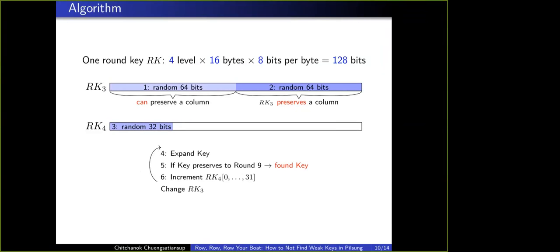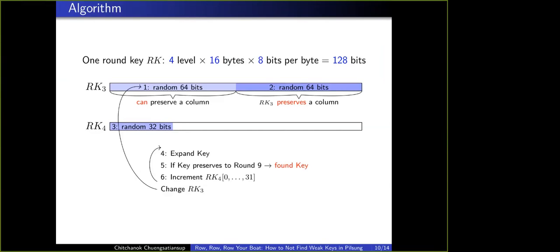round key 3. If we decide to change, we go back to step 1: we reselect the first 64 bits at random, and we check whether it can preserve a column. If yes, then we continue to select the second half, 64 bits at random, and check that indeed this entire round key 3 preserves a column. Continue to round key 4 and so on.